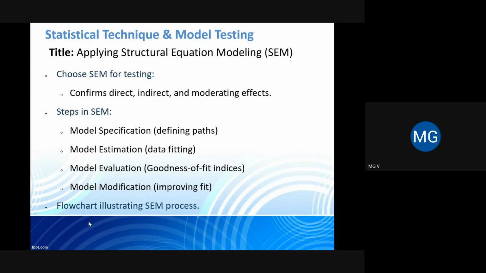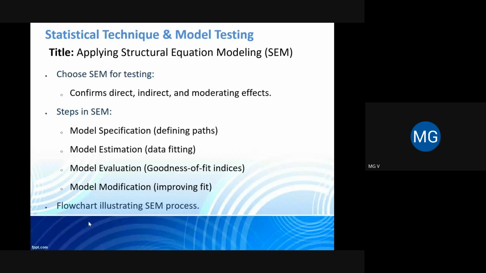Then the next step, that is statistical technique and model testing, that is applying SEM. So to analyze our model, we use SEM, structural equation modeling, a robust statistical technique for examining complex relationships. SEM enables us to test direct, indirect, mediation, and moderating effects simultaneously. The process includes 4 key steps: model specification, where we define paths based on our hypothesis.